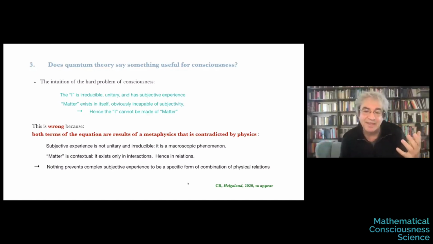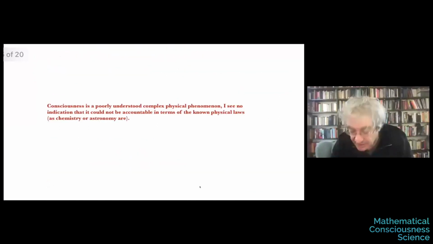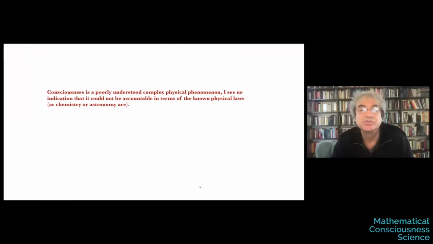But there is nothing a priori impossible in the fact that a lot of relations together can macroscopically be described in terms of subjective experience. So nothing prevents complex subjective experience from being a specific form of combination of physical relations. Okay, that is what I wanted to do.